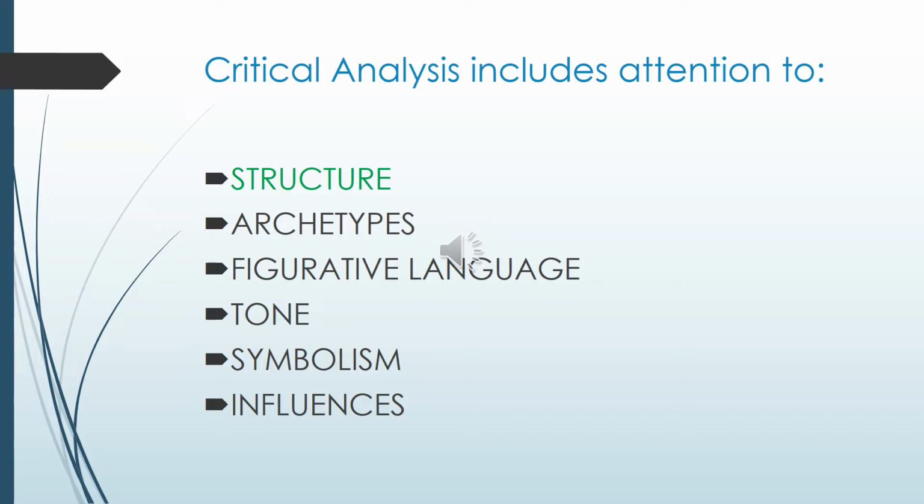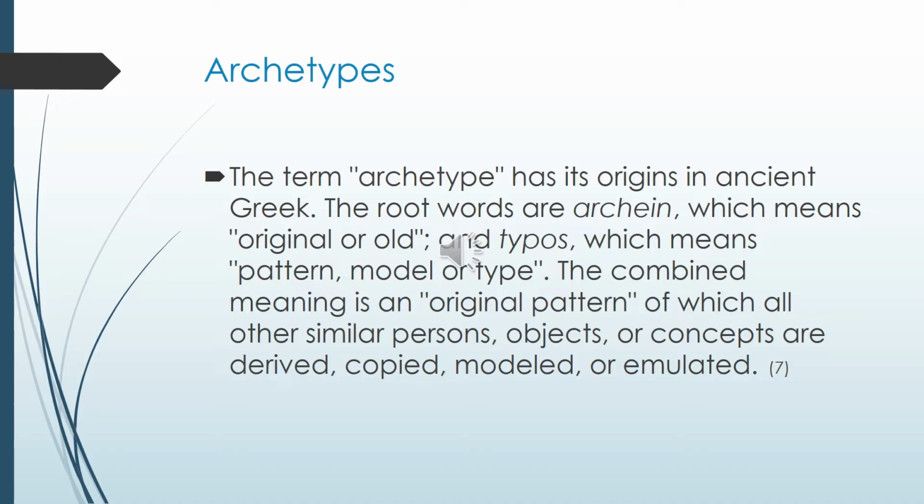Okay, so we've looked at structure. Let's take a look at archetypes. It's often helpful to look at the etymology of a word in order to help understand it, and archetypes is not a word we see every day. The term archetype has its origins in ancient Greek. The root words archein, which means original or old, and typos, which means pattern, model, or type. Combined meaning is original pattern, of which all similar persons, objects, concepts are derived, copied, modeled, or emulated. Archetypes.